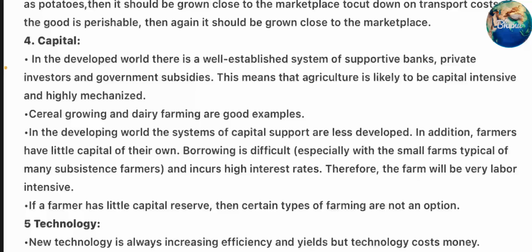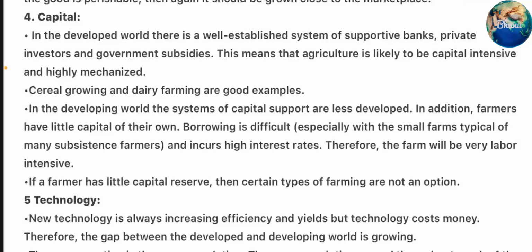Capital. In the developed world, there is a well-established system of supportive banks, private investors, and government subsidies. This means that agriculture is likely to be capital intensive and highly mechanized. Cereal growing and dairy farming are good examples.